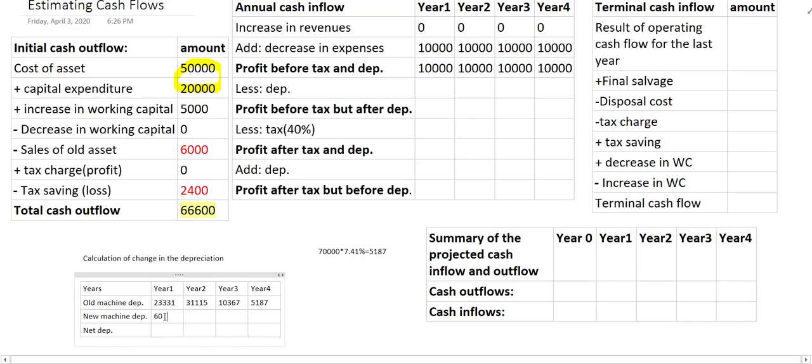So in this we mention 6,000 for the first year as well as 6,000 for the next year. For the next years, the amount is 0. So as we have to deduct this one, I have to show it in red.